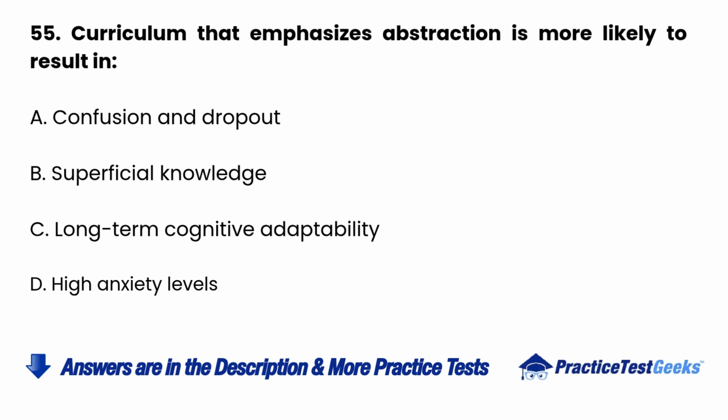55. Curriculum that emphasizes abstraction is more likely to result in A. Confusion and dropout. B. Superficial knowledge. C. Long-term cognitive adaptability. D. High anxiety levels.